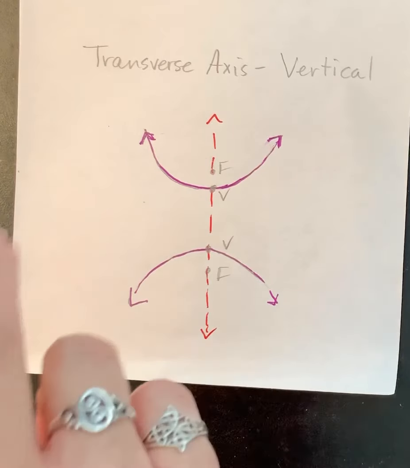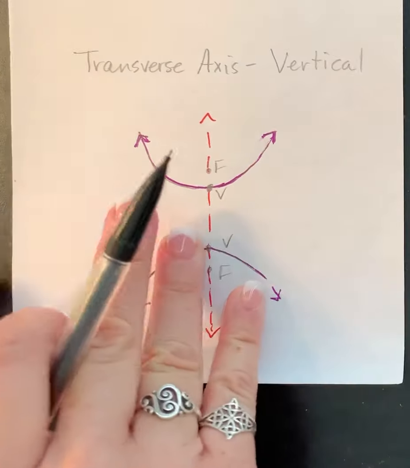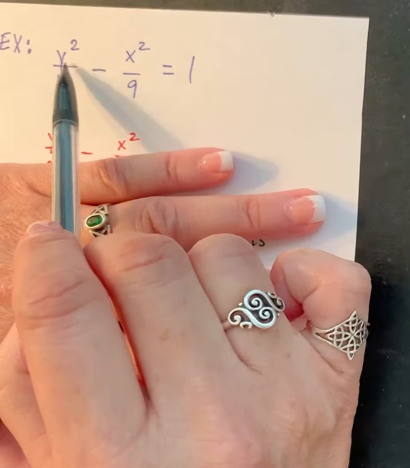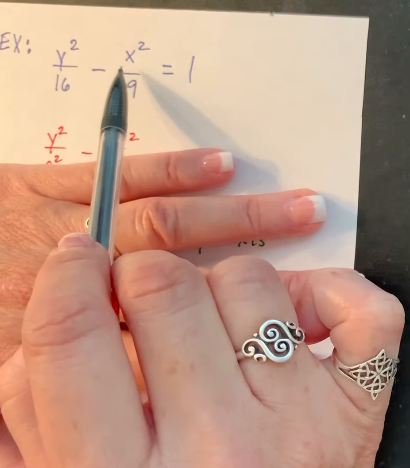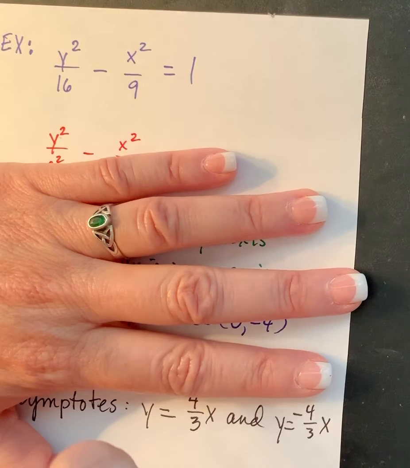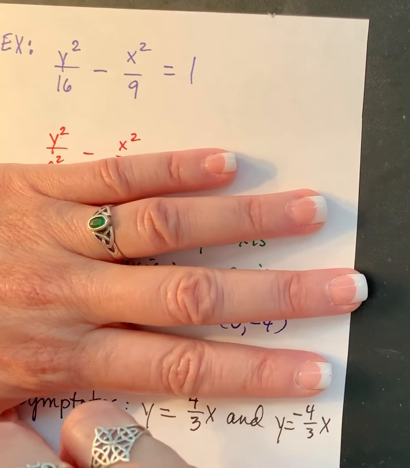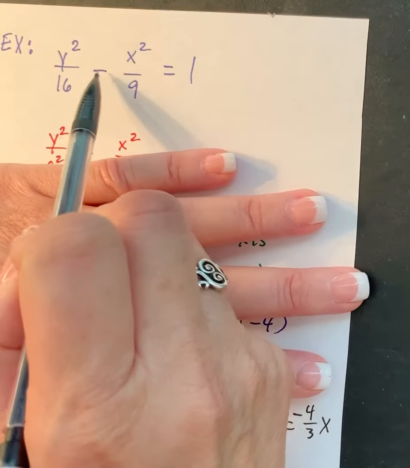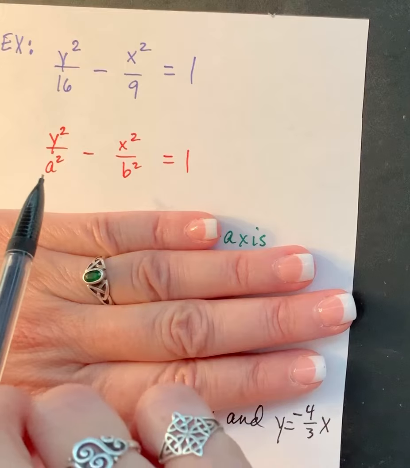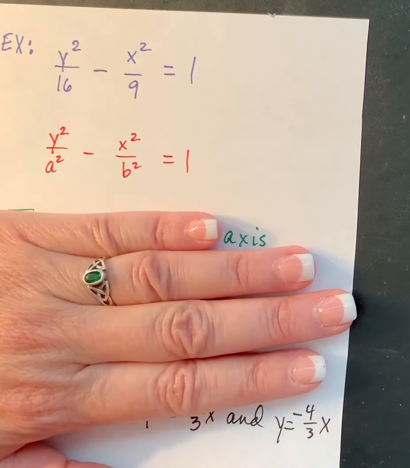All right, now how can you tell which way it's going to be? It's all in the equation. So here's a sample equation: y squared divided by 16 minus x squared divided by 9 is equal to 1. Notice it looks a lot like the standard form of an ellipse, but this one's a hyperbola because we have subtraction here. So this is the form, and we're going to use the a squareds and the b squareds again.